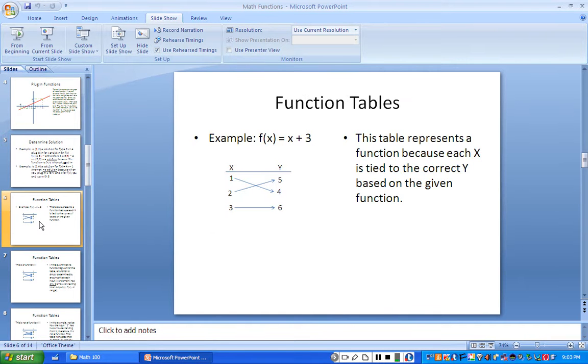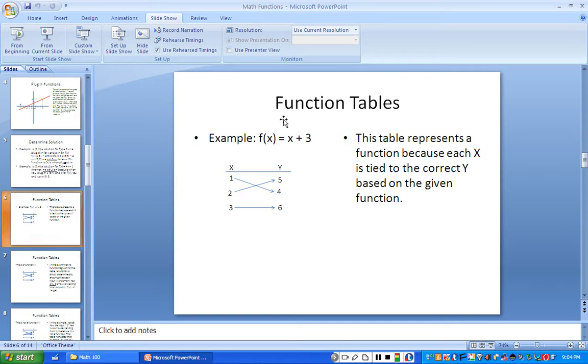Alright, now, function tables. The ones I'll show you here in these next few slides will be arrow based. So when they're arrow based, there's a very basic way to look at them, or a simple way for me to explain it to you. But at the end of the day, what we're doing is going back to the notion that whatever number I plug in for x, I can only get one answer when I plug that number in.